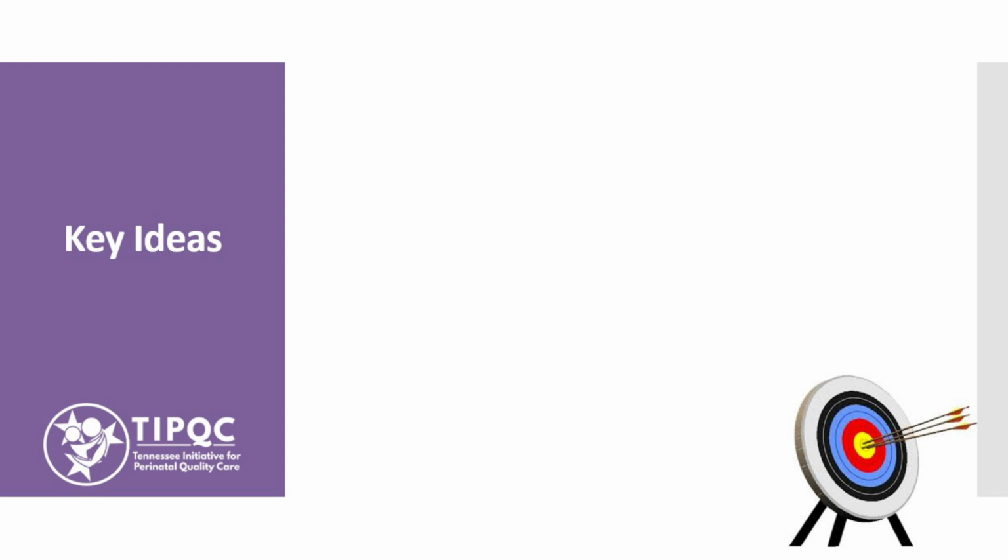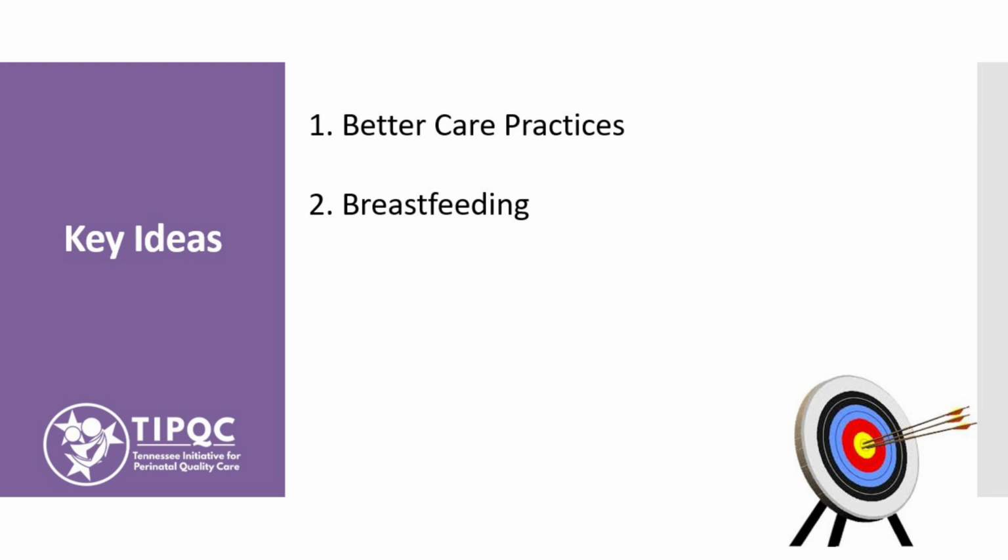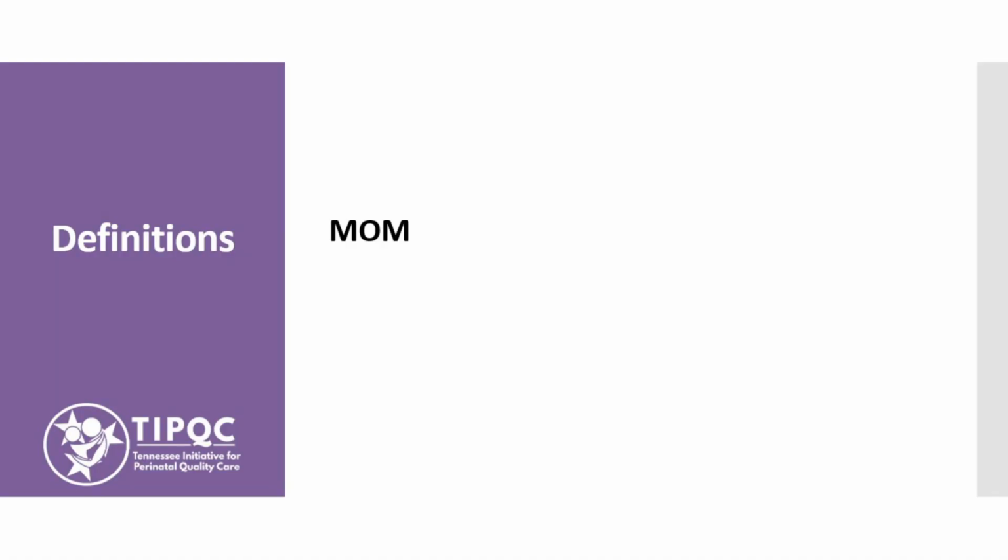So we're going to talk today about a few key ideas. We're going to talk about better care practices. We're going to talk about breastfeeding with the Academy of Breastfeeding Medicine update. We're going to talk about early relational or infant mental health. And these will be things that we'll go through and give you updates on new changes and review some old practices as well. So first we're going to talk about what the definitions are for mom.